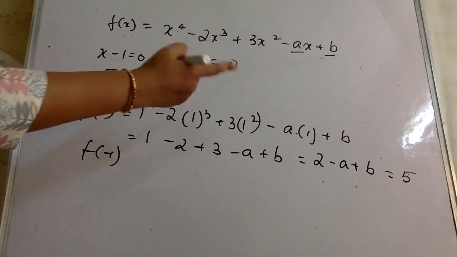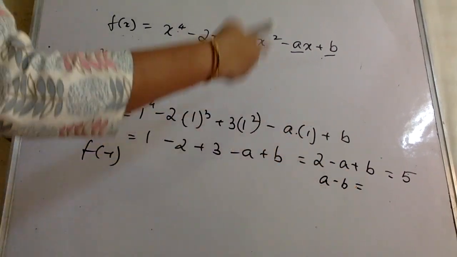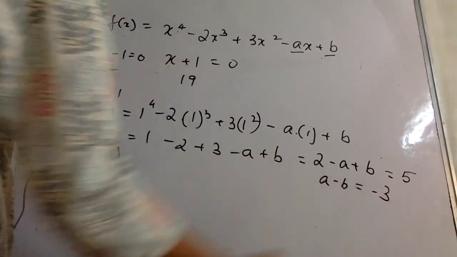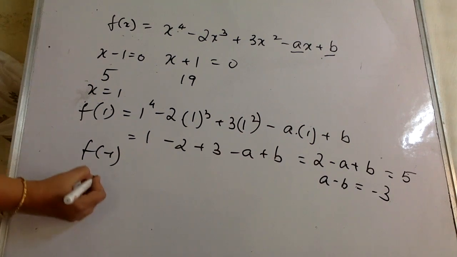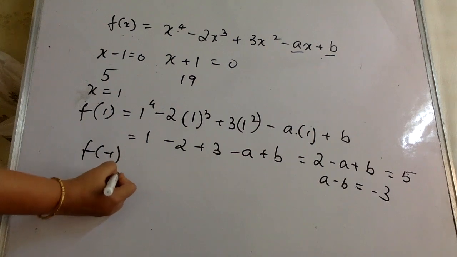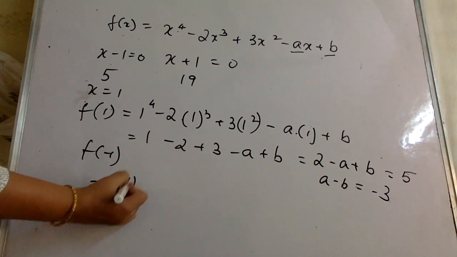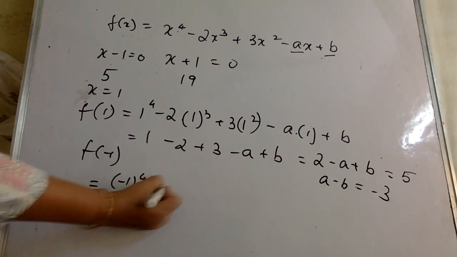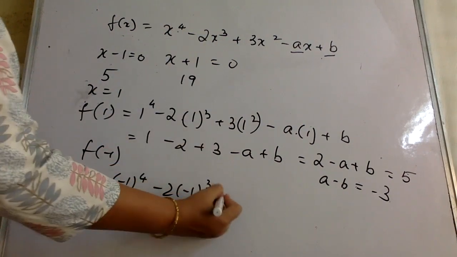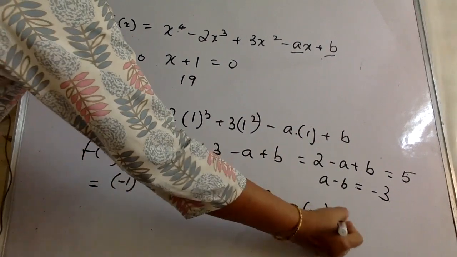Okay, I can simplify it a little more. I can make it a minus b is equal to, if I take the a that side and the b also that side, then it comes to a minus 3. Okay, now f(-1), what is that now? If I substitute here, minus 1 cube, I'll get a, minus 1 to the power 4, minus 2 times minus 1 cube, plus 3 times minus 1 square, minus a times minus 1, plus b.